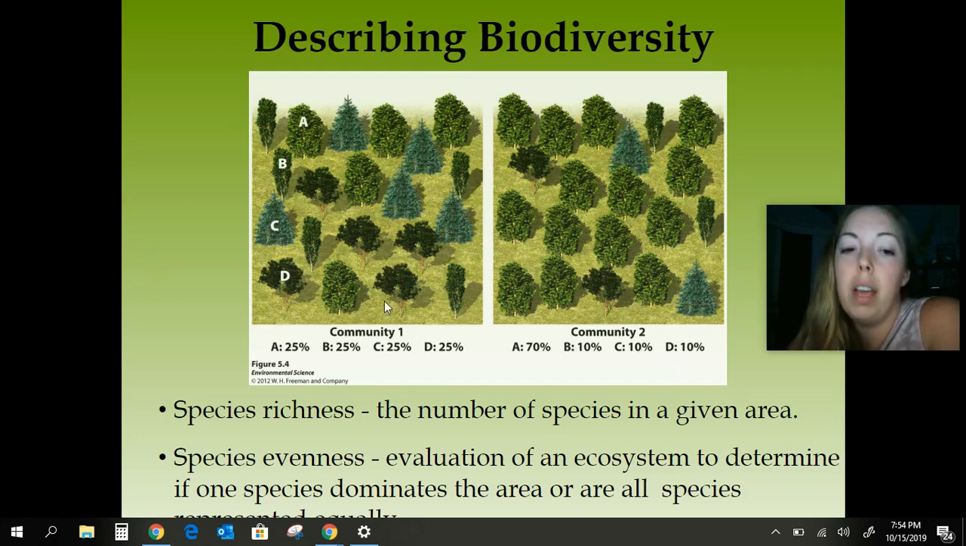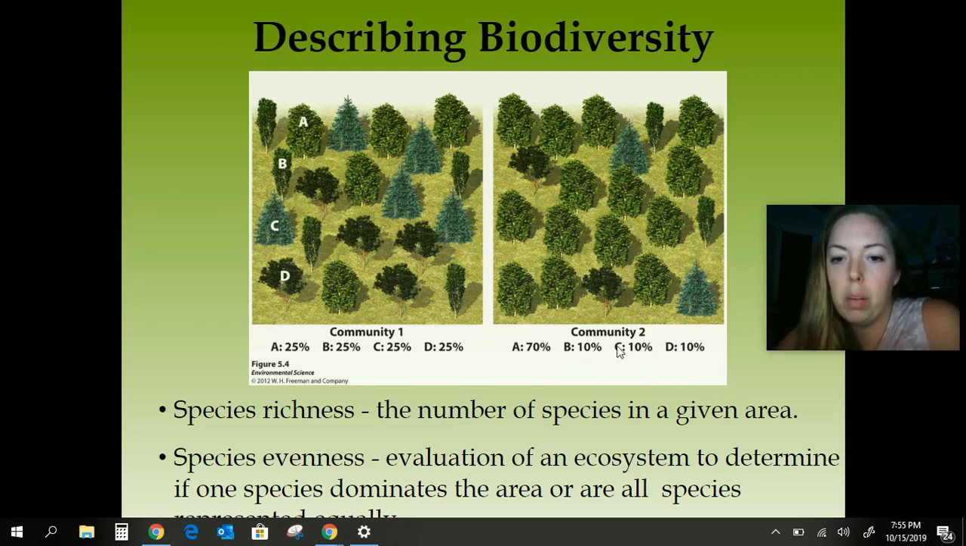So you would say that community 1 here has greater species evenness, and it's therefore considered to be more diverse. Having high species evenness is good for a lot of different reasons that we'll talk about when we talk about how humans are impacting biodiversity. If you have more species and a higher evenness, that's going to make it a more resistant ecosystem. Versus here, if species A were all the way up to, say, 95% or so, and everything else was really low, the chances of those 3 other species, B, C, and D, going extinct when there's some sort of natural disaster or human disturbance are a lot higher.